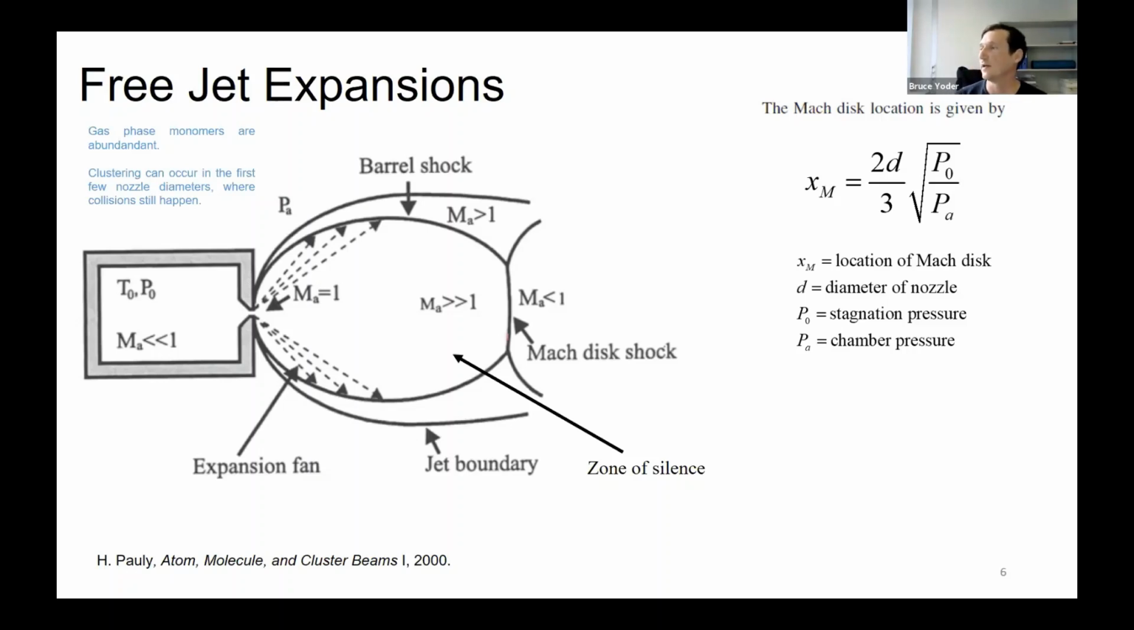The Mach disk location is given simply by the diameter of the nozzle, the stagnation pressure, and the chamber pressure.